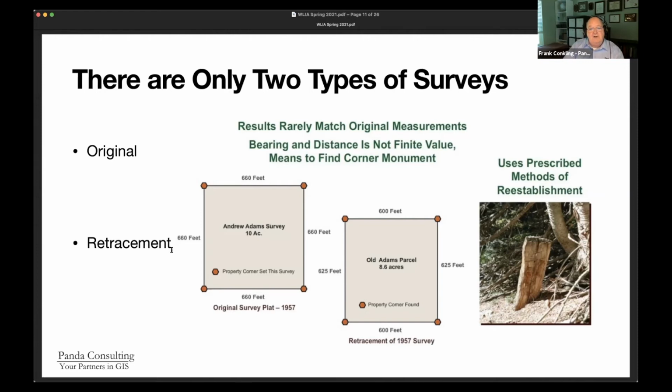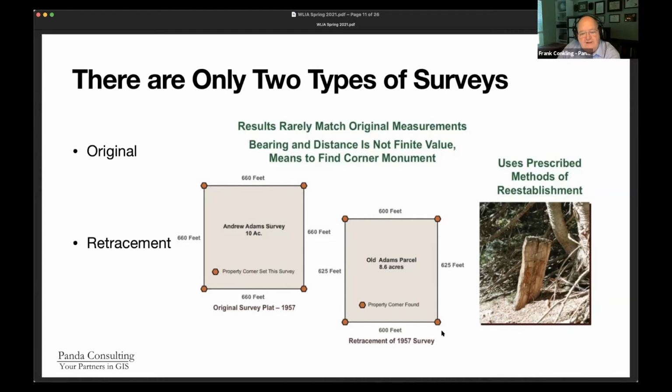We always want to find the original corners so that when we come across something that says there's multiple corners within about a 4-inch radius, there's something wrong there. People have done something very wrong. To illustrate that, if we look at this, over on the left-hand side is the original survey plat done in 1957. And if you look, these symbols say that these were the property corners that were set with this survey. All right, and it said that this is 660 feet by 660 feet, and it contained 10 acres on here.